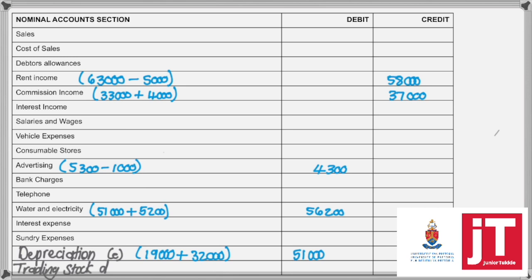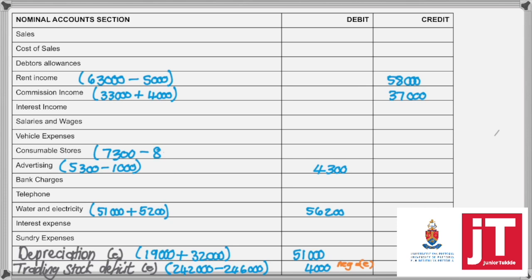Then trading stock deficit, as we said, it's an expense, and how do I get the deficit? It's the 242,000 Rand that I counted minus the 246,000 Rand that I recorded in my pre-adjustment trial balance on my books. So there's a 4,000 Rand negative, and because it's negative, it's an expense or a debit balance. Okay, if it's positive, it will be an income and a credit balance, and then you'll call it a surplus. But in this case, it was a negative, therefore an expense debit.